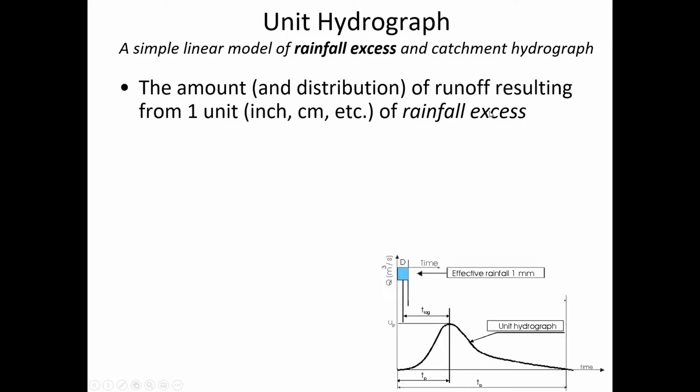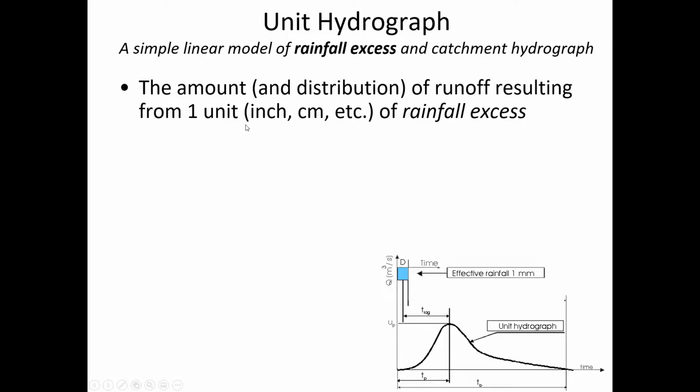So let's say, for instance, that for a given watershed that we're familiar with, we know that if there is 2 inches of rain, 1 inch of that 2 inches would be lost to surface wetting, lost to infiltration, lost to interception, and that would leave 1 inch of rainfall excess. So with that 1 inch of rainfall excess, we would measure what the hydrograph looks like for this particular watershed.